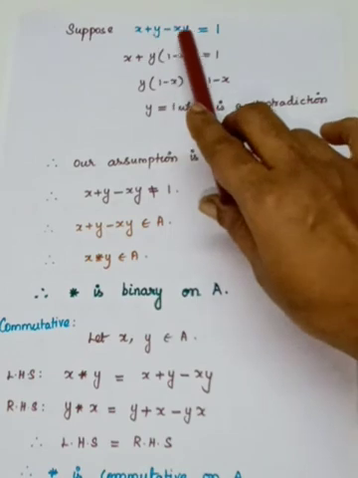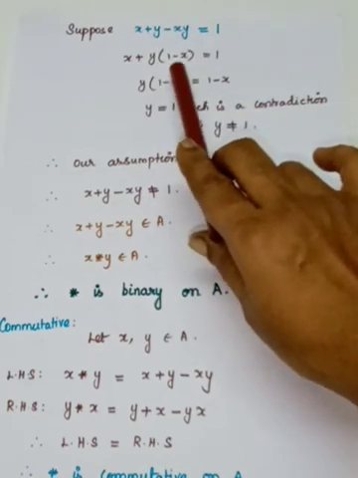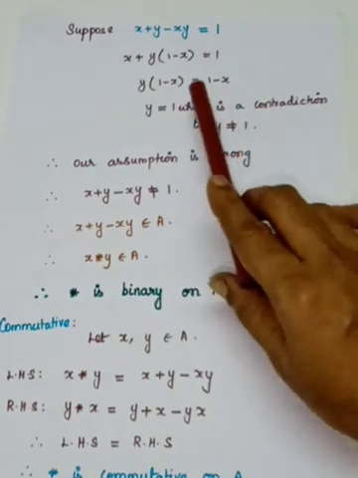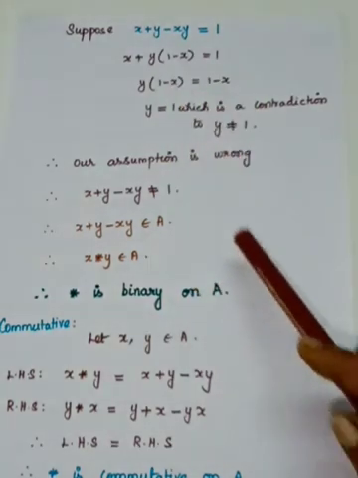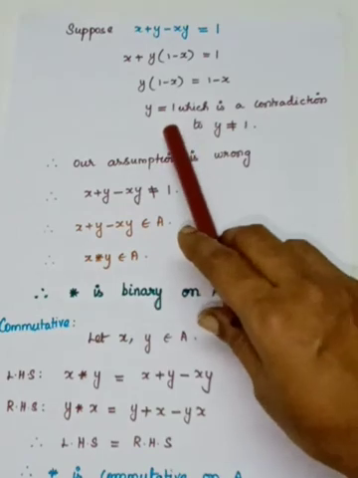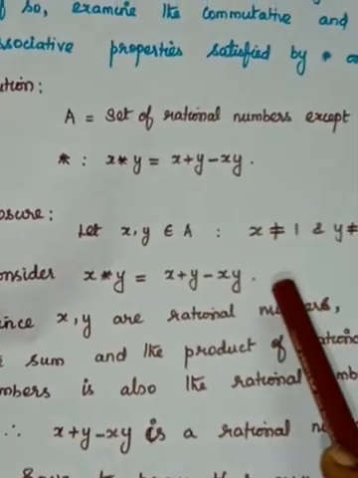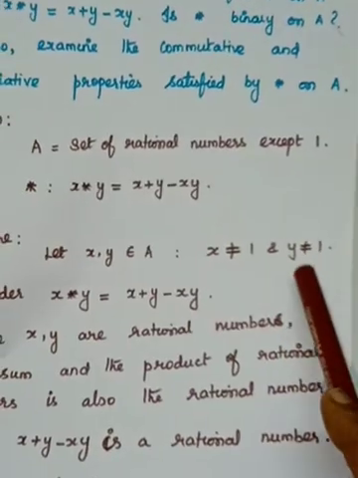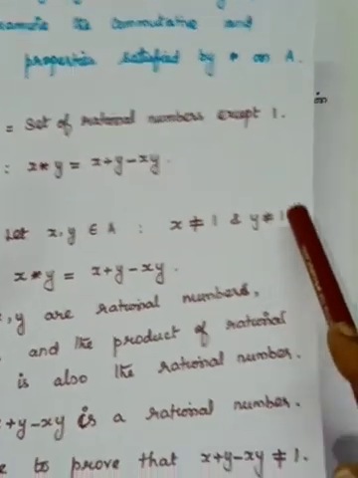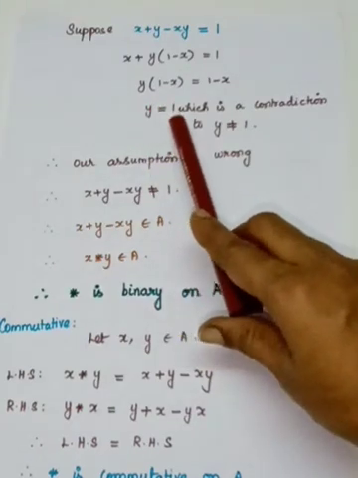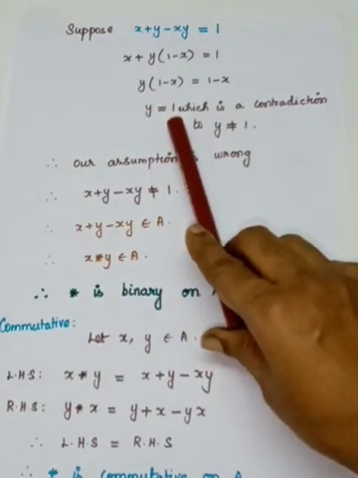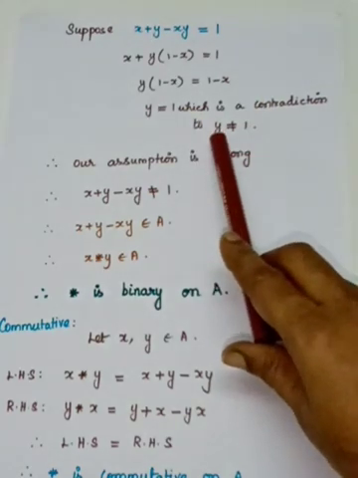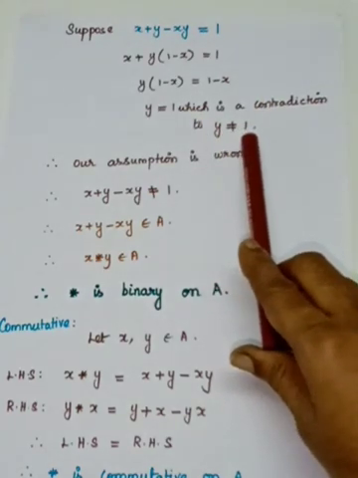So here from the second and the third term, if you take y common, it is 1 minus x, and bring this x to the other side, it is minus x. So this 1 minus x and this 1 minus x get cancelled, and you are getting y is equal to 1. What we have taken is x, y belongs to A, which means x is not equal to 1 and y is not equal to 1. Okay, so here we are getting y is equal to 1. But y should not be equal to 1. So we are getting a contradiction for y is not equal to 1.